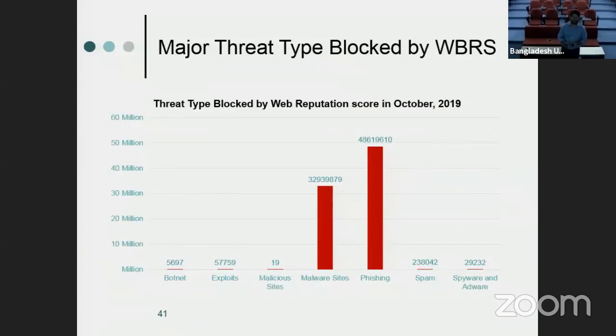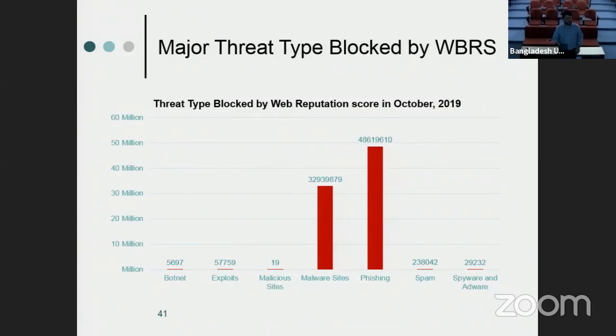Okay, so let me move on to the different types of threats that we detected. These are the major types. We have botnets, different types of exploits, and malicious sites. The major 2 cases were malware sites and phishing attempts. For phishing, we had over 48 million, and for the malware side, we had almost 33 million attacks. Compared to these, we also had spam and spyware, but they are very limited compared to phishing and malware attacks. So this is for October.